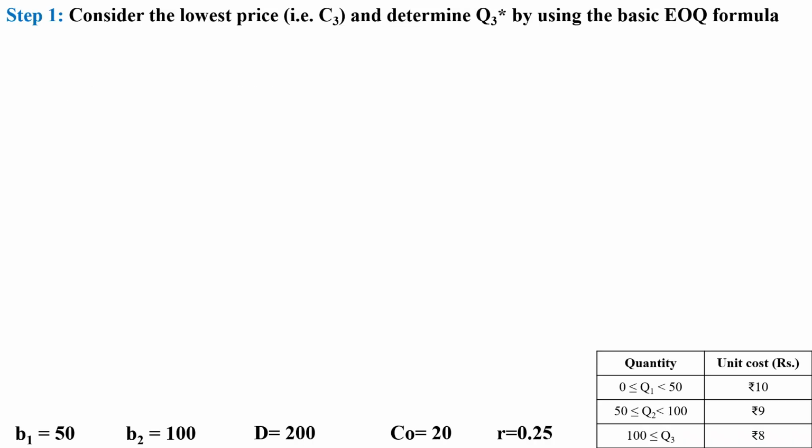Let's see the solution. Step 1 is to consider the lowest price and determine the EOQ value. So here three prices are given. One is 10 rupees, let's consider it C1. The second one is 9 rupees, let's consider it C2. And the third one is 8 rupees, let's consider it C3. So I have to choose the lowest price, that is C3.